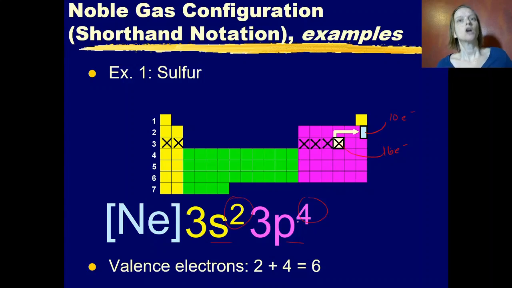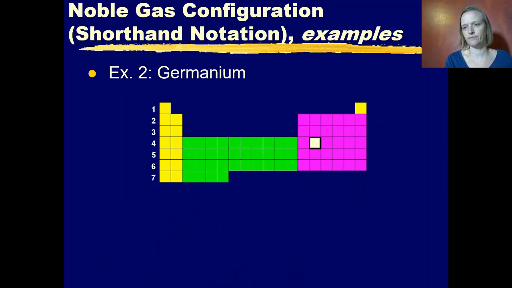So you can see that this noble gas configuration is really helpful for spotting these valence electrons because you don't have this huge electron configuration you're trying to sort through to find which electrons are valence. It's just a lot easier to read with the shorthand notation. Let's do a little bit more complicated one. Let's do germanium. Germanium is here on the periodic table.